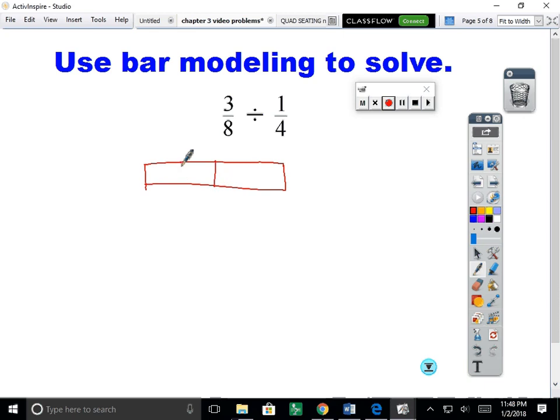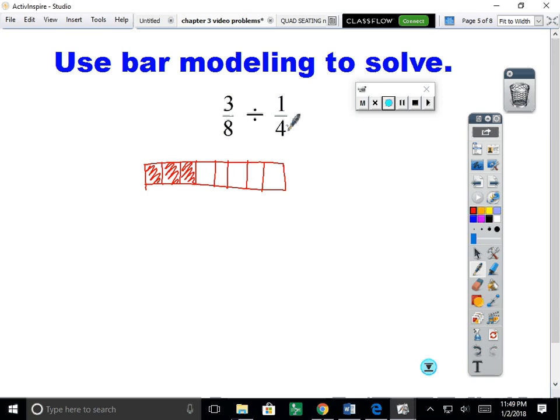That means I first need to start with 8ths. I often start with 4ths and split those again. So I know I have 8 parts. But I don't have the whole bar this time. I have 3 of the 8. So I'm going to try to shade 3/8 for you, meaning this is how much I have to start with.